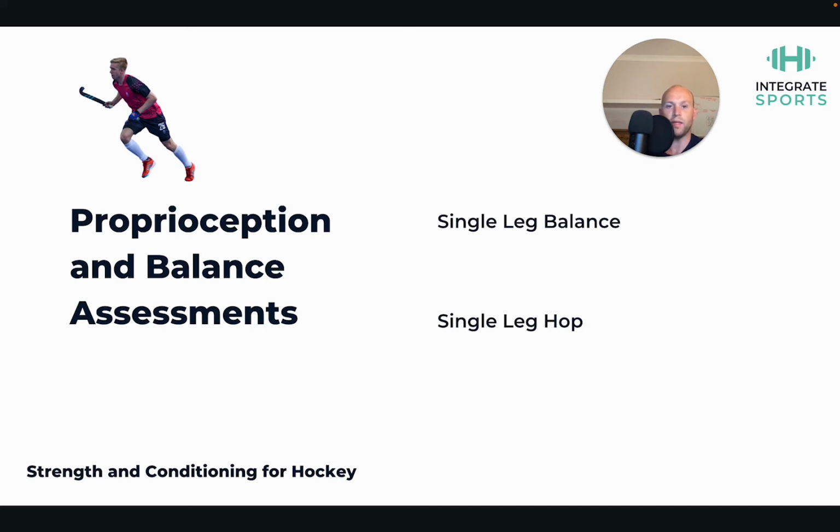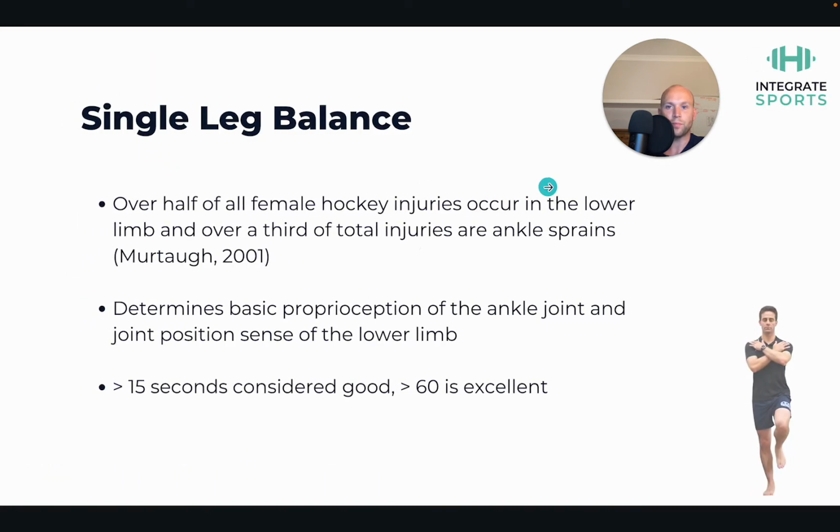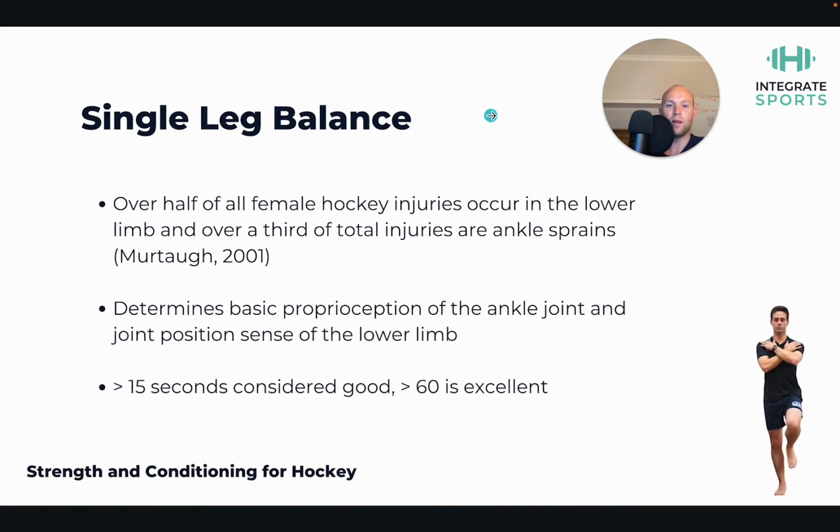So the two here are a single leg balance and a single leg hop. Now, by proprioception and balance, we mean being able to control the joint's position in space and have a very good awareness of what the joints are doing. So these two are a useful assessment of these two things. Firstly, a single leg balance.